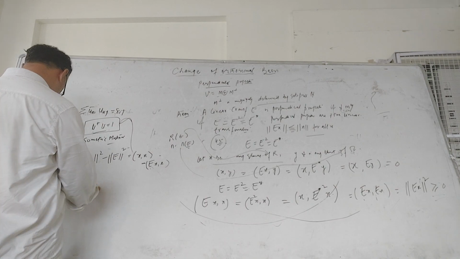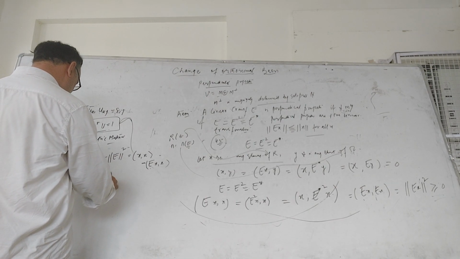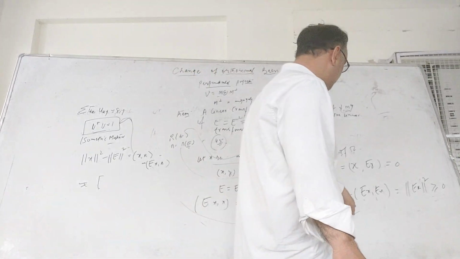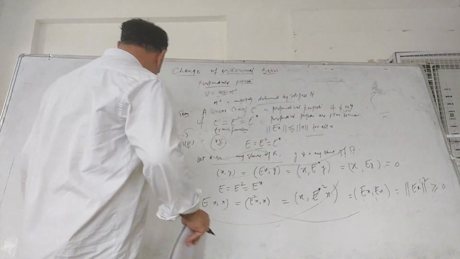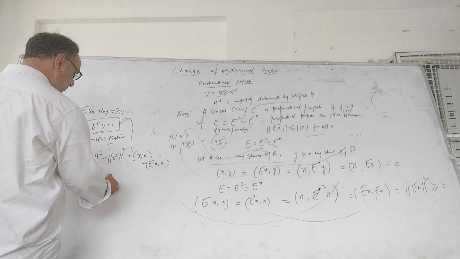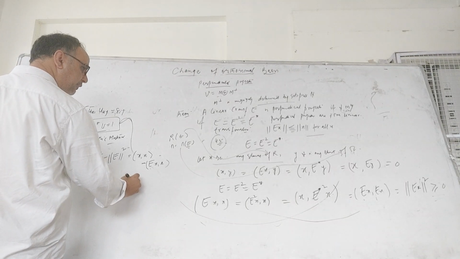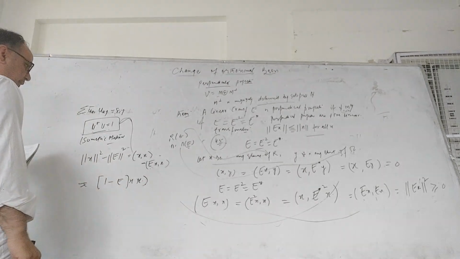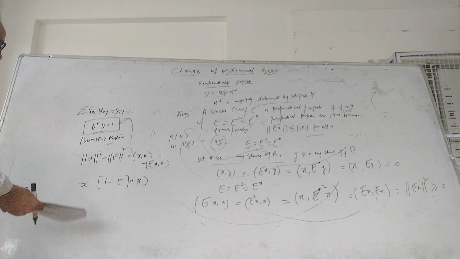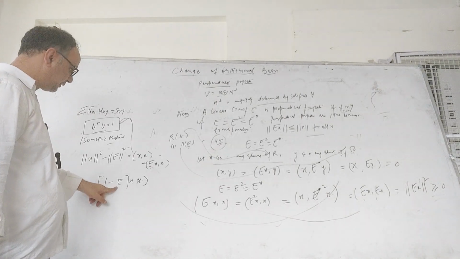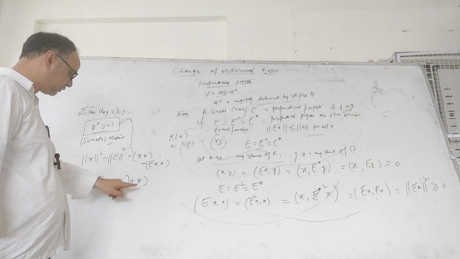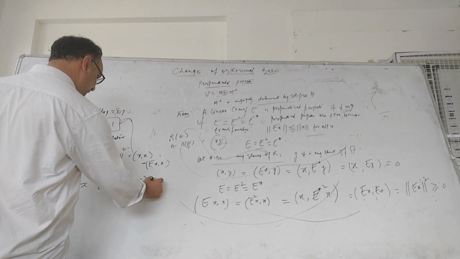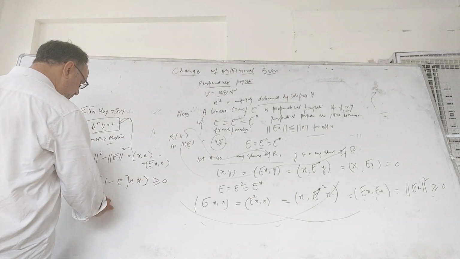So you can say it is equal to, as we have gone from this to now, probably we will define a bracket for this. So it will be 1 minus e times x into x. 1 minus e times x into x. This is greater than or equal to 0. So this concludes the proof of the theorem.